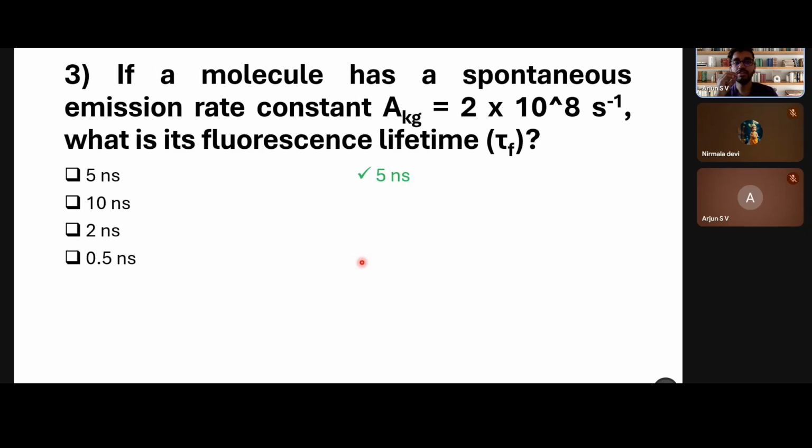The relationship between AKG and tau f is simple. Tau f is basically 1 by AKG. So we just have to find the reciprocal of this AKG to find tau f. So tau f is 1 by 2 into 10 power 8, which is basically 1 by 2, which is 0.5 into 10 power minus 8, which is 5 into 10 power minus 9 seconds, which is 5 nanoseconds. So I hope everyone is clear with the answer.